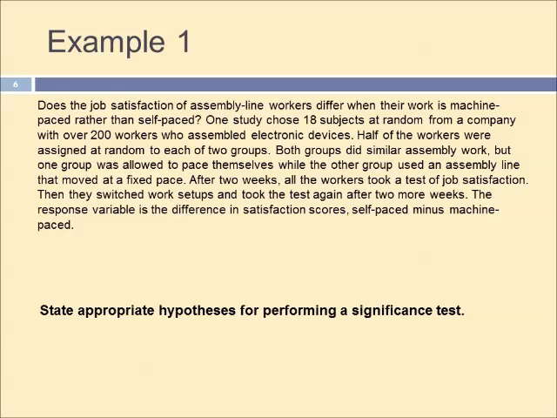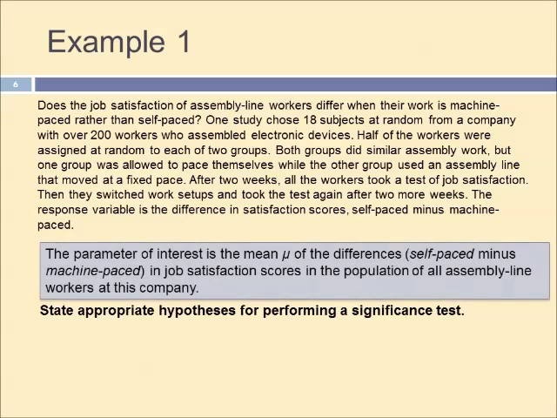So we state the appropriate hypotheses for performing a significance test. The parameter of interest is the mean of the differences, self-paced minus machine-paced, in job satisfaction scores in the population of all assembly line workers at this company.